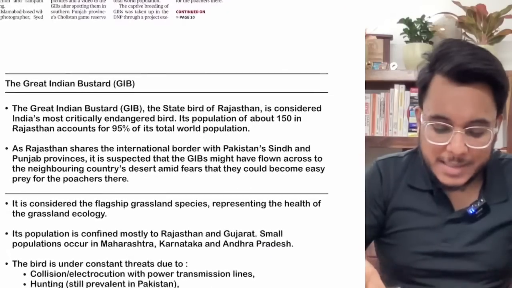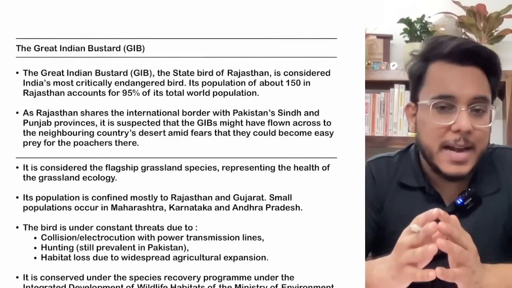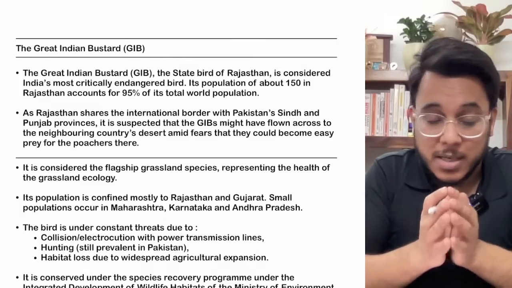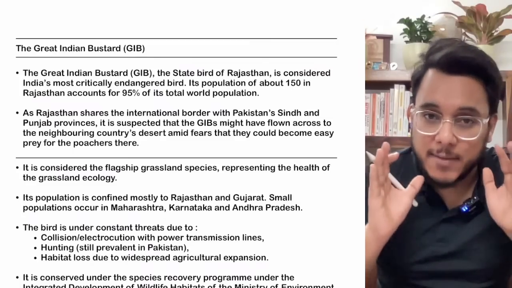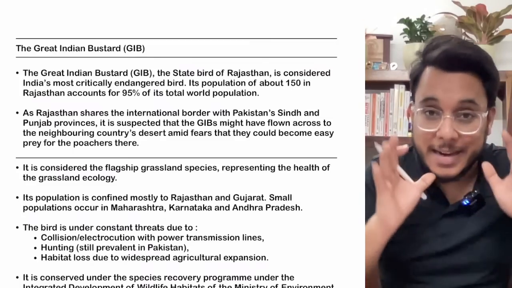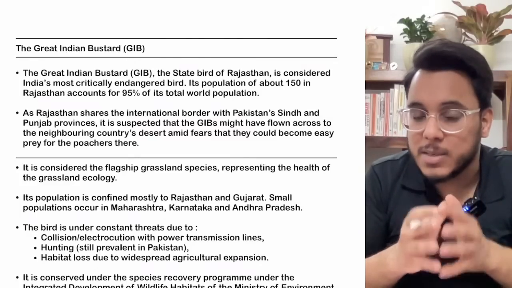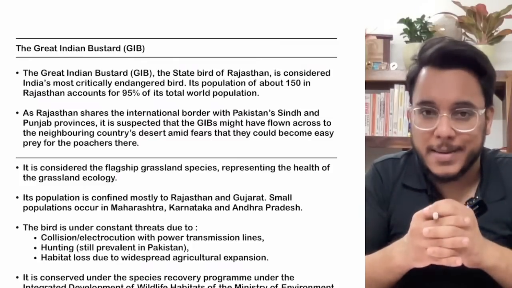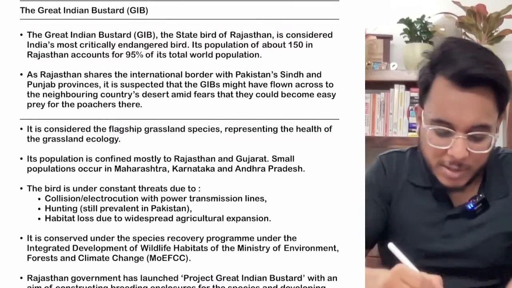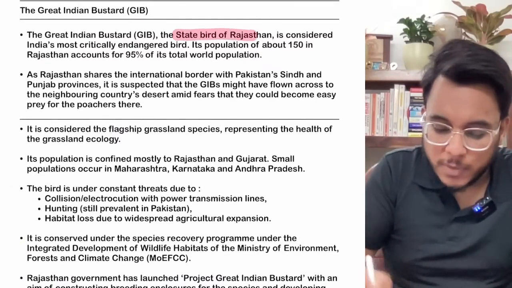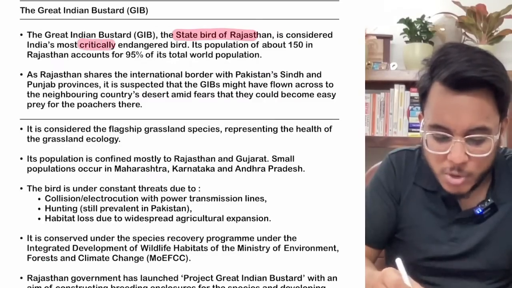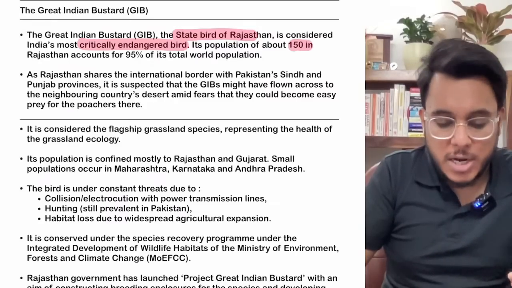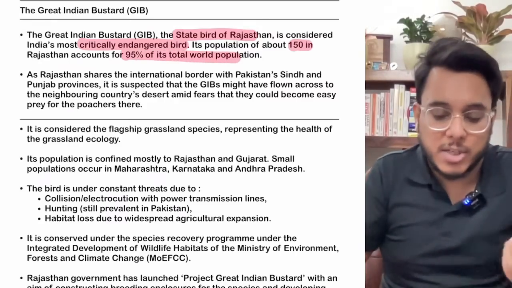Now, when we talk about, guys, the great Indian bustard, okay, the great Indian bustard is a very, very important species. Why? Number one, the great Indian bustard is a critically endangered species, and 95% of the global population of the great Indian bustard is found in India, in Rajasthan, and some more states also. There are minor populations that are there. It is the state bird of Rajasthan, and it is considered the most critically endangered bird. Fine, it has just 150 population, and 95% of the total world population is in India.